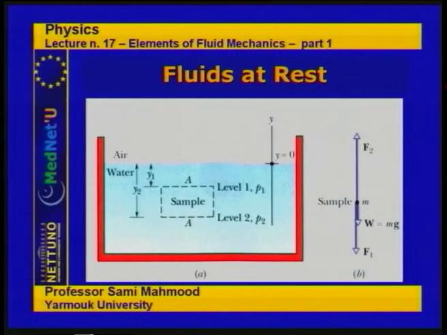It's like an object put on top of the table. That's why we have this F2 acting on this sample in the upward direction. It's like a sample that is situated on top of a surface. So we are now at this stage of having an element of the sample which is acted upon by three forces: F2 upward, F1 downward, and mg downward.